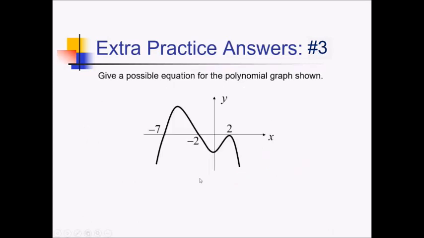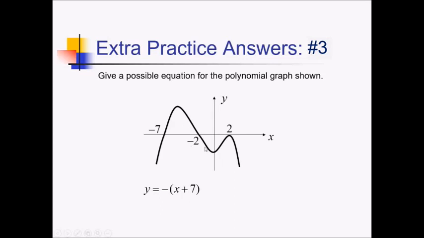To write the possible equation for this polynomial, let's start with the overall sign. Since we are going down as we move to the right, that tells us the function is negative, so I'm going to write y equals negative, and now we'll fill in the rest of the factors. Going from left to right, since -7 is a root, we have a factor of x minus negative 7, or x plus 7. And since it's crossing, that's a single root, single factor.